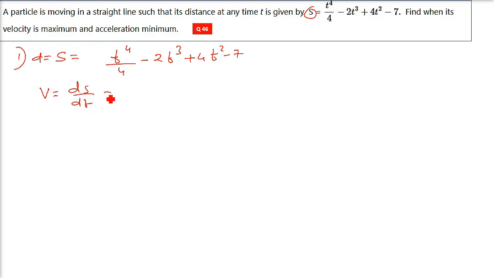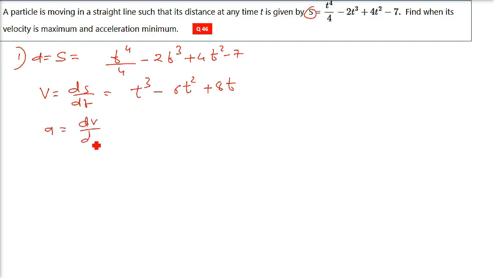This is velocity. What is the differentiation? It's quite clear to you. It's a very simple equation. The logic of this solution may be important to you, but the differentiation, if you already completed the differentiation chapter, will be easier for you. So I've now differentiated the distance, which is the velocity.